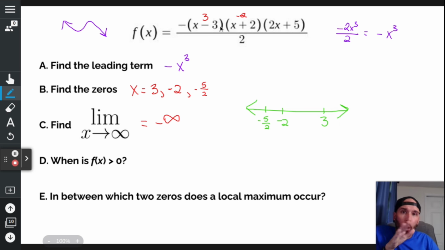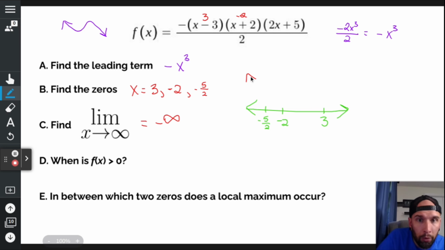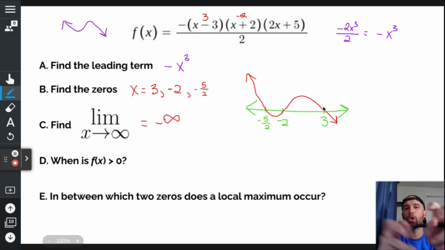No multiplicity to worry about, so I don't have to worry about things skipping. Nothing's going to skip on the x-axis. So when I graph this, I know that it's going to go through the zeros once for all 3 of them. So I have to start from the top left. It's going to go through there, come back up, hit negative 2, come back down and go through 3. That's what my graph is going to look like, give or take.